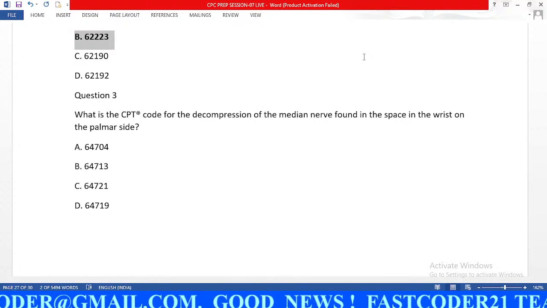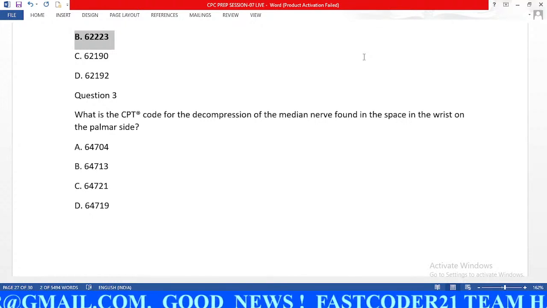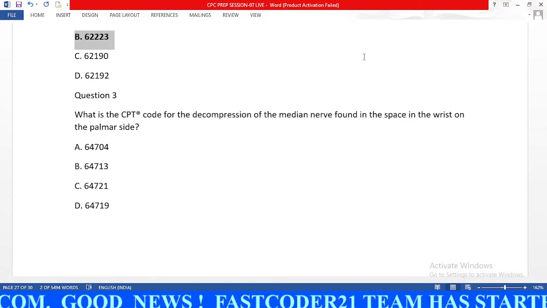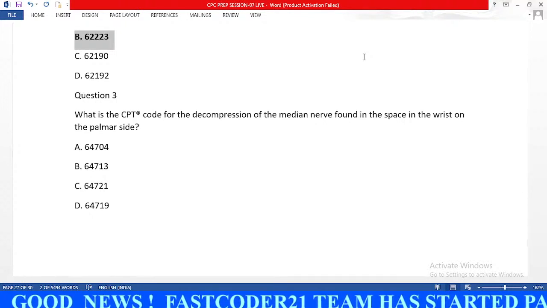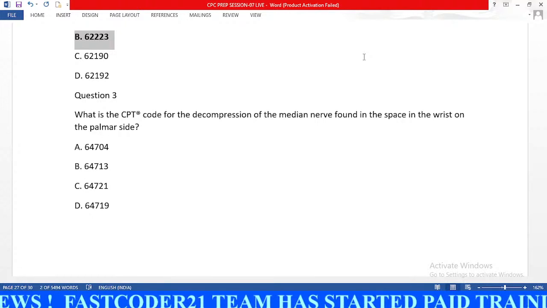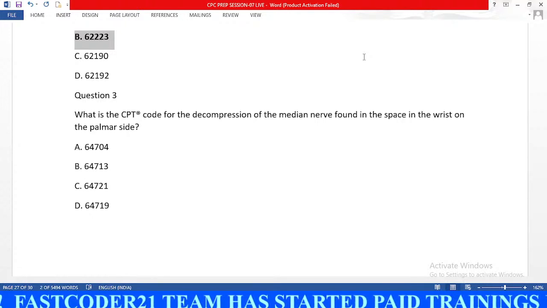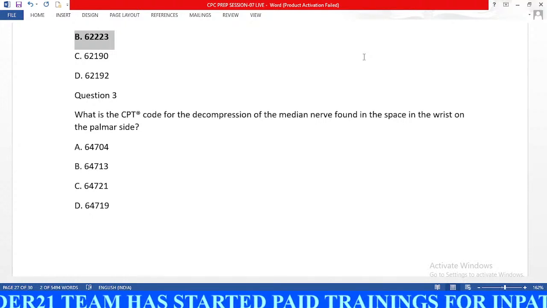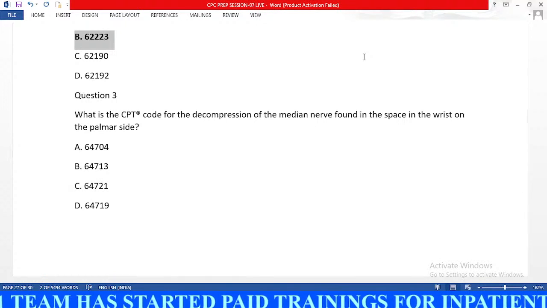But while writing the CPC exam or while live coding also, we need to compare the code description with our question. See here, we have seen multiple shunts are there, so it is a bit confusing. That's why we need to clearly check it is a ventriculoperitoneal shunt, not only a peritoneal shunt.